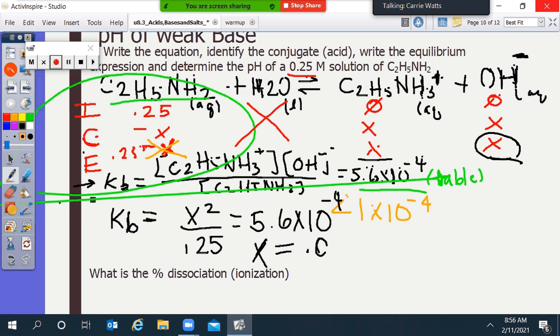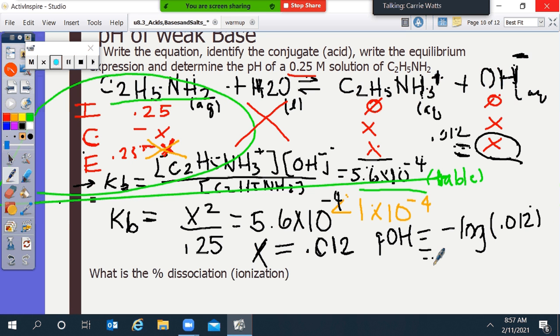Okay, see how small x is? So x is 0.012. Now I want pH, but the only thing I can get from x is the pOH, because this is the x right here. So first I'm going to get pOH, which equals negative log of 0.012. And I get my pOH as 1.9.